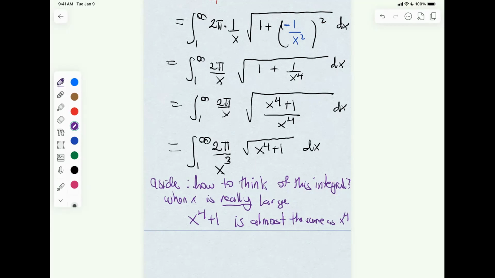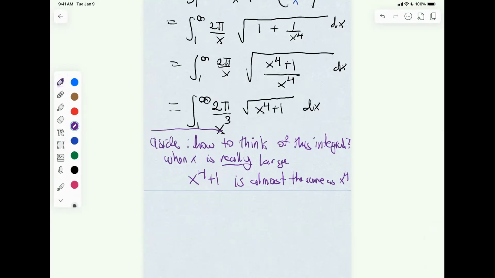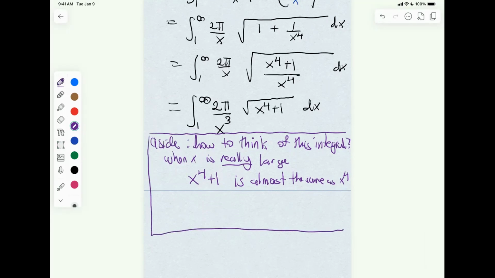Is that making sense? This is not how I'm going to finish the argument, but this is the intuition behind it. If you believe that, and you just want to know whether this should be finite or not, just think about what happens if we replace x to the 4 plus 1 here with x to the 4. They're not the same, but they cannot be that different. Now this makes your life so much easier because you know how to take the square root of x to the 4. That's just x squared.